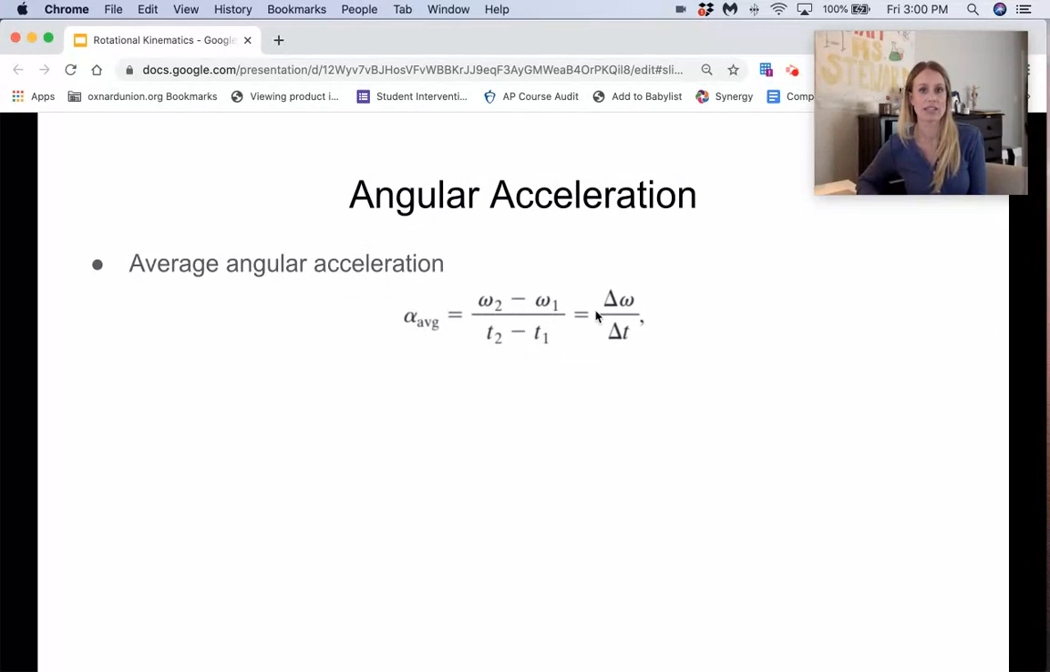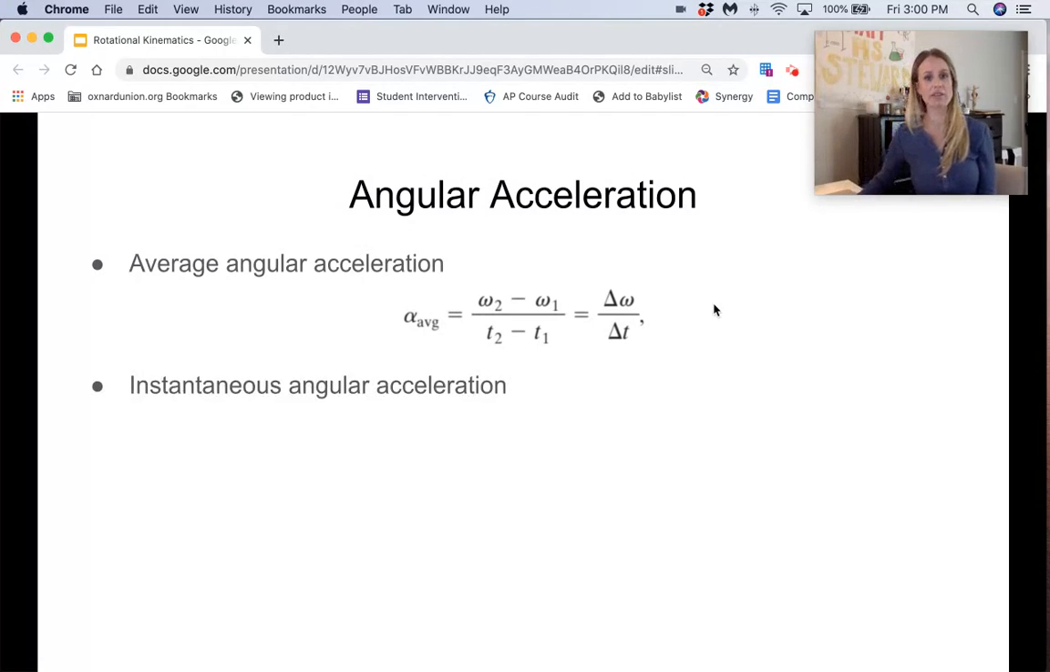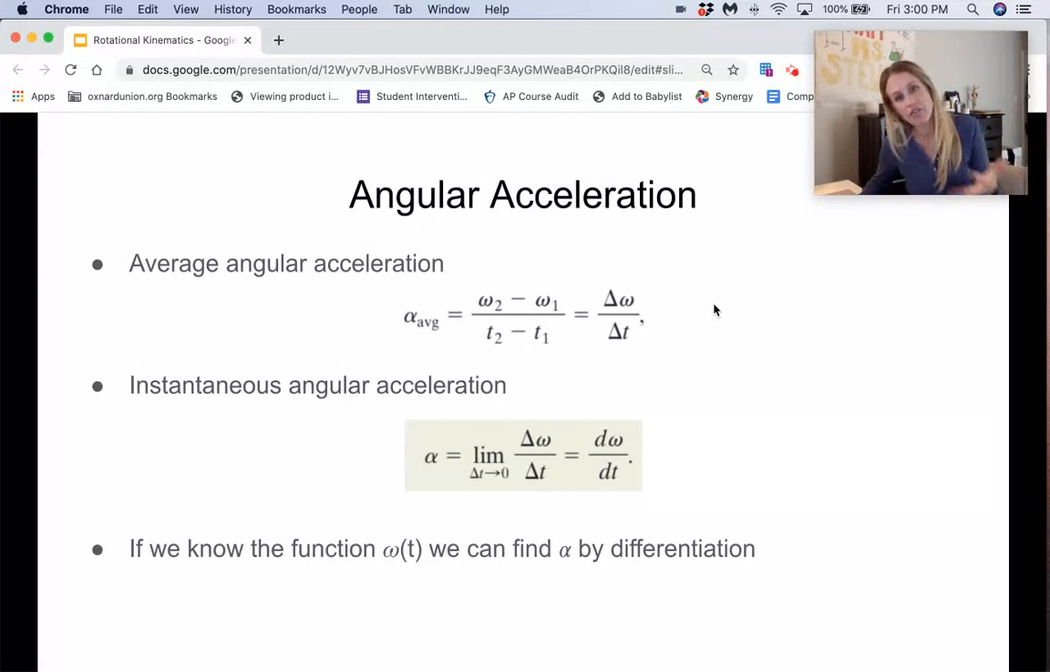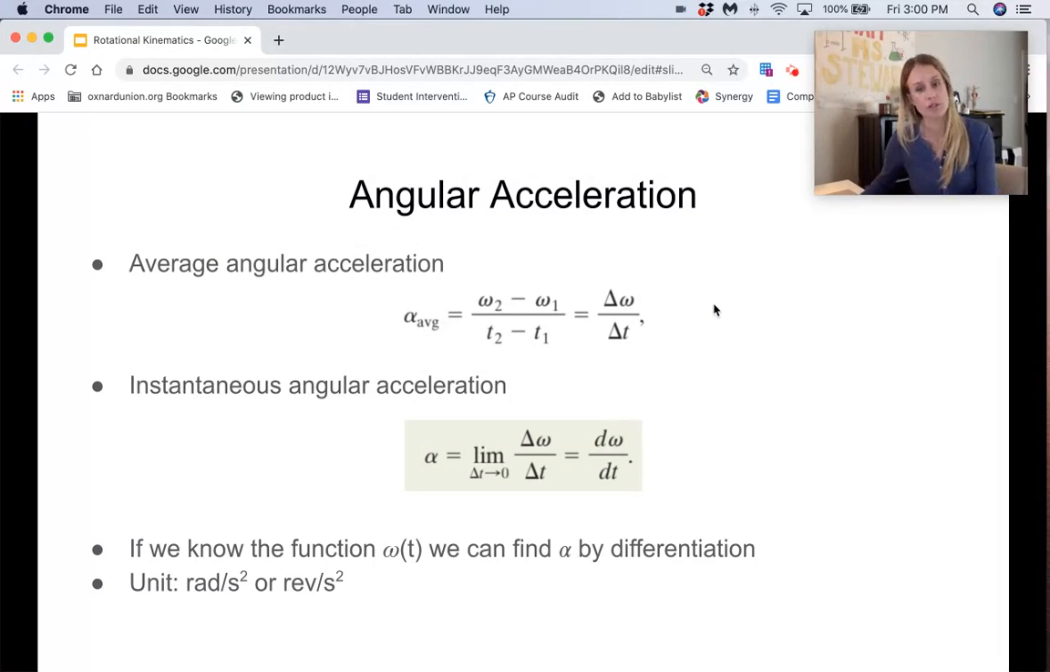So again, angular velocity is that fancy W, or that omega. So we have delta omega over delta t. And then, of course, when we have an instantaneous angular acceleration, it's just when we shrink that time interval down to a very, very small time interval to take the change in velocity over that tiny time interval to get the instantaneous angular acceleration. So again, this also tells us that if we know the function of the angular velocity with respect to time, we can then find our angular acceleration by differentiating that function, or taking the derivative, I mean. Units for angular acceleration are radians per second squared or revolutions per second squared.